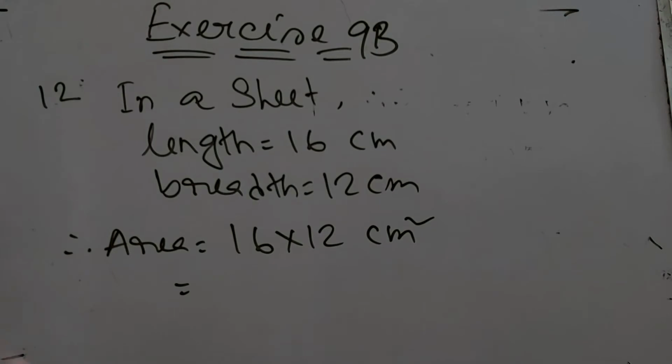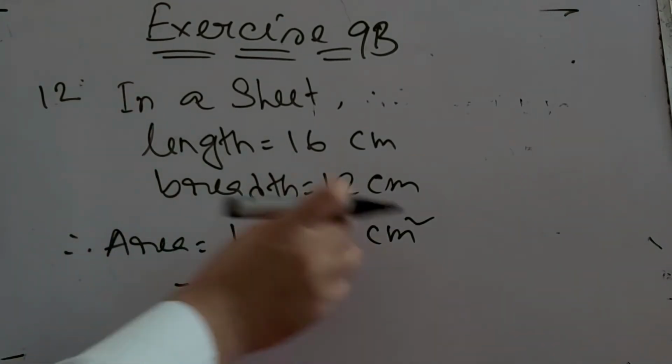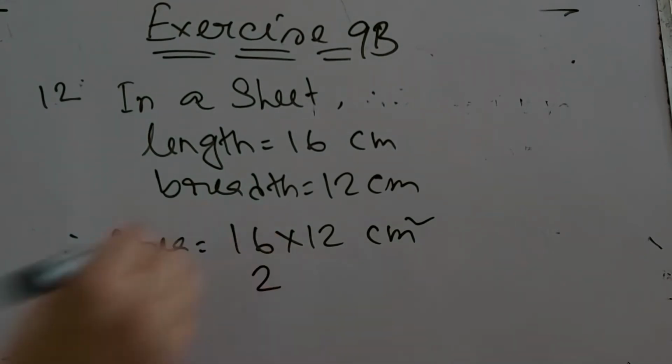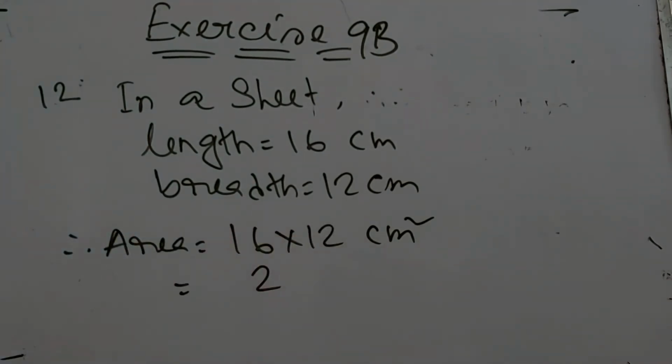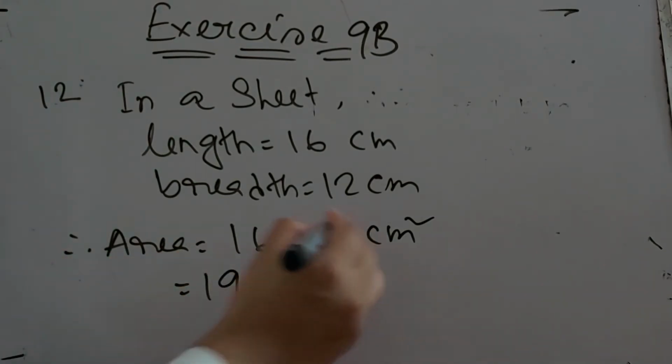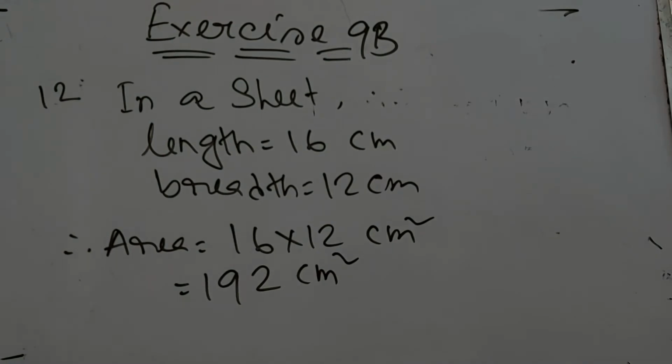Then we have to do the multiplication of 16 times 12. 16 times 2 is 32. So there is a 2 here, and 3 will be on our hand. 16 times 1 is 16, plus 3 is 19. So 192 square centimeter will be the area of one sheet.